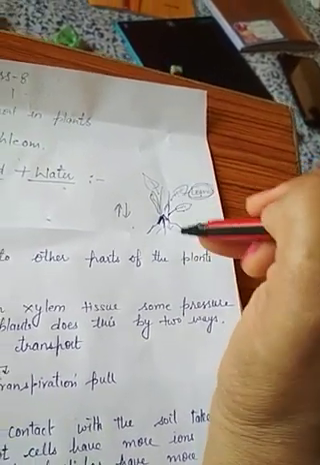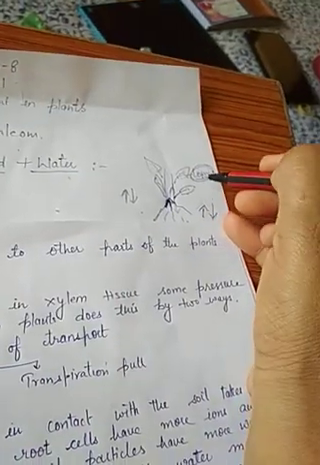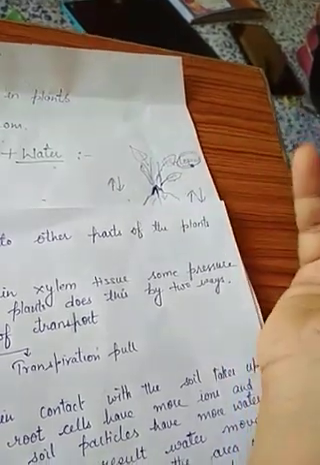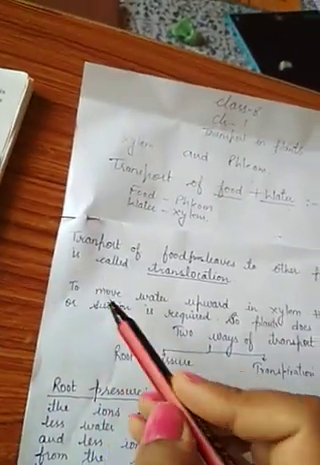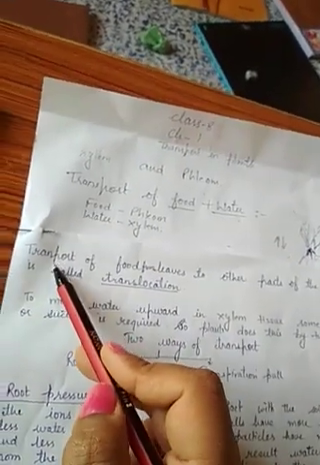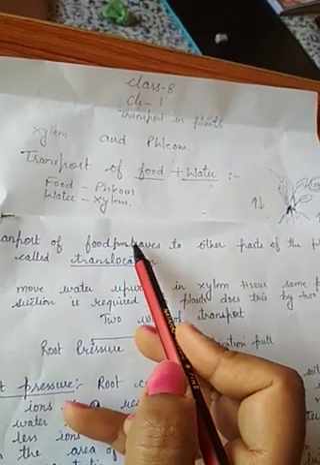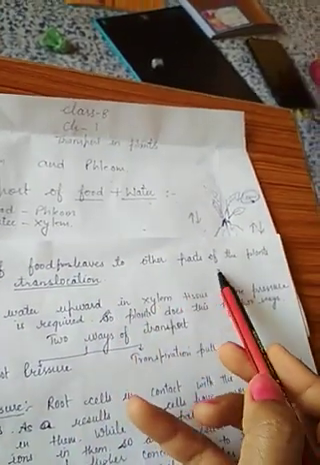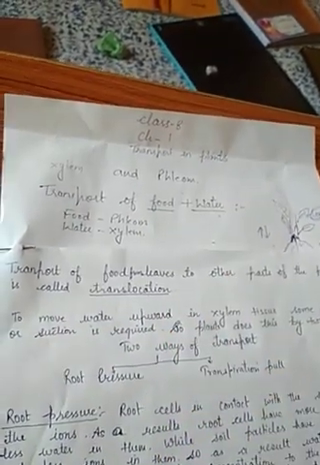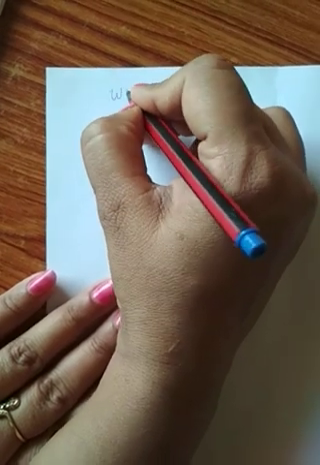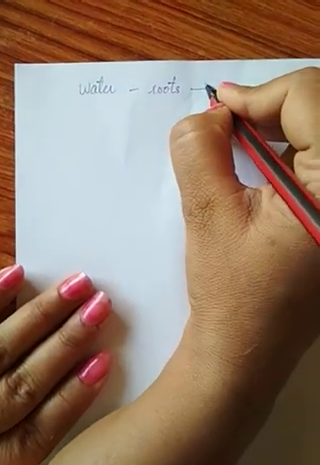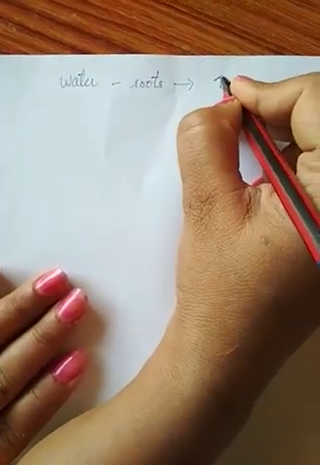So here the question is, when the food is prepared inside the leaf and transported to different parts of the plant, what is that process called? That process is called translocation. What is translocation? The transport of food from leaves to other parts of the plant is called translocation. As the water is moving from the roots to different parts of the plant, the direction is upward.